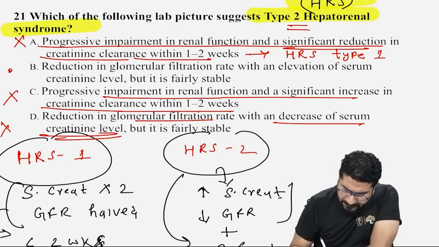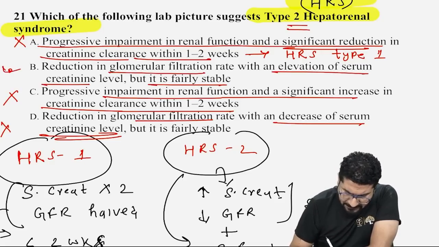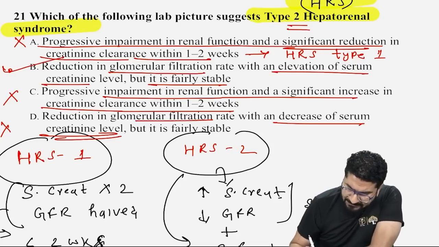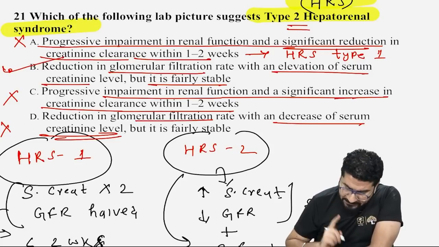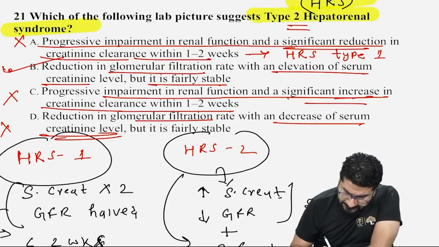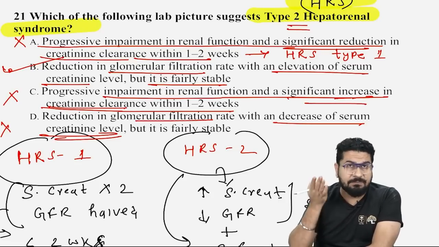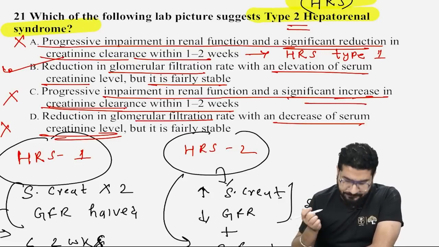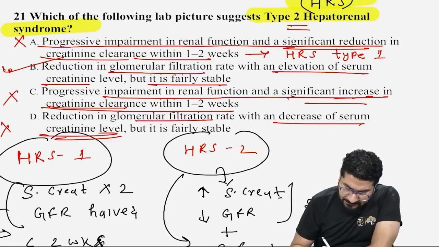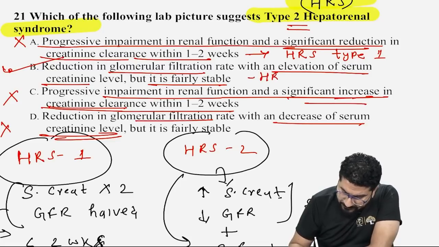Reduction in glomerular filtration rate, GFR is reduced, elevation of creatinine and fairly stable. This is the answer for HRS type 2. Progressive impairment in renal function, kidney functions are impaired, and significant increase in creatinine clearance. If creatinine clearance is more, it means GFR is more. That's even good for you. So this is sometimes we can see. So this is a case of HRS type 1. Sorry, this is HRS type 2.